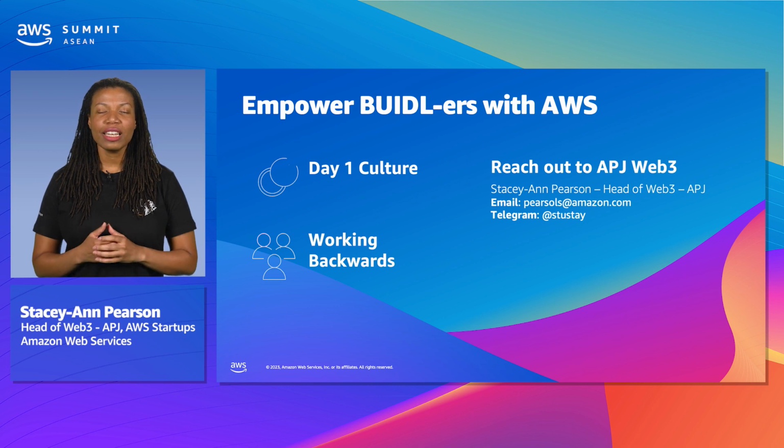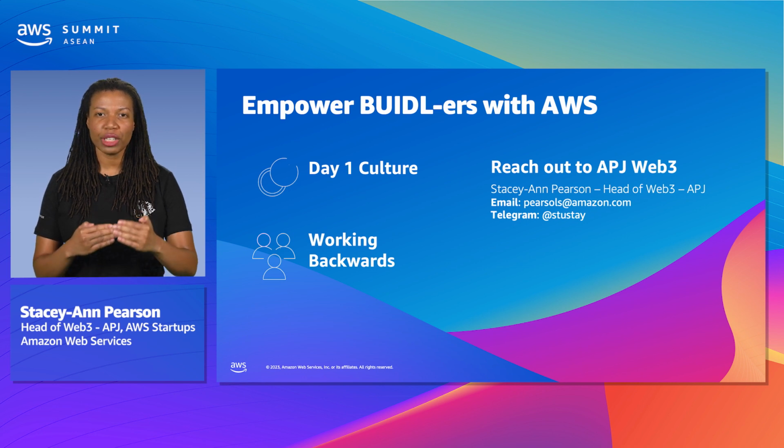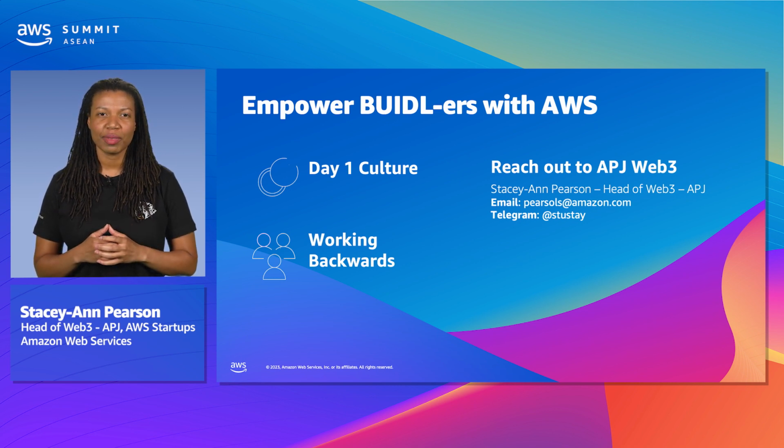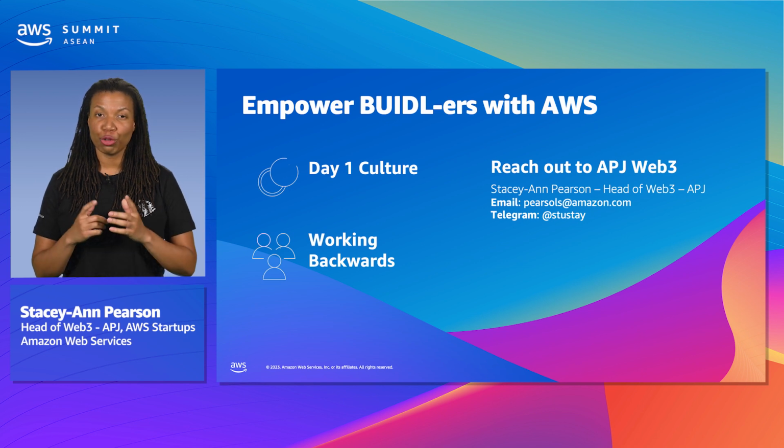To close, AWS is empowering builders to redefine the internet, and we are committed to supporting the community. One example of how seriously we take our commitment to customers is that we have a day one culture. This means everyone at AWS is thinking about what we need to do to help our Web3 customers move forward every single day with the same level of excitement as we had on our first day. So, what is the role of cloud in Web3? At AWS, our role is to work with our Web3 customers to build the right tools they need to redefine the internet.